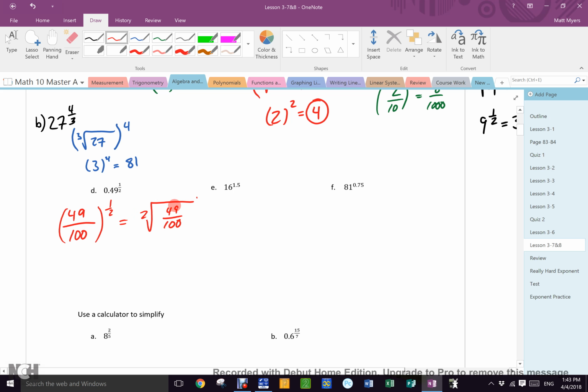What's the square root of 49? 7. What's the square root of 100? 10. 7 over 10 is what as a decimal? 0.7. And that makes sense, doesn't it? Because if I do 0.7 times 0.7, I'm going to get 49. And I need 2 decimal places. 1, 2. Cool? Everybody? What's different about E? It's a decimal. But what is it really? It's 1.5. Make 1.5 a fraction.